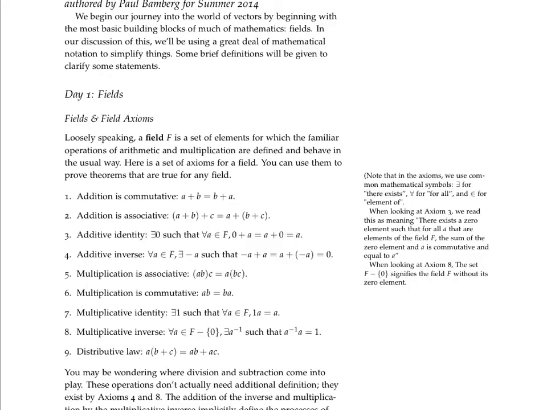And last but not least, we have the distributive law. A times (B plus C) equals A times B plus A times C for any 3 elements in the field, A, B, and C. And that's it. Those are the 9 axioms of a field.